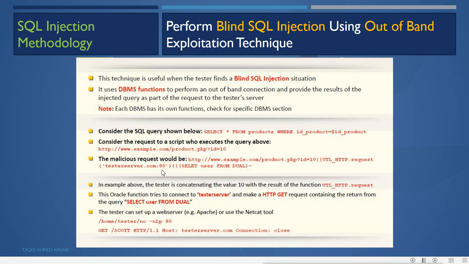Here it is giving the port number 80, and it will try to make an HTTP GET request which contains the return from the query select user from dual. So it will select the user from dual, it will return the query for that, and the tester can set up a web server, that is Apache, or use the Netcat tool from there.